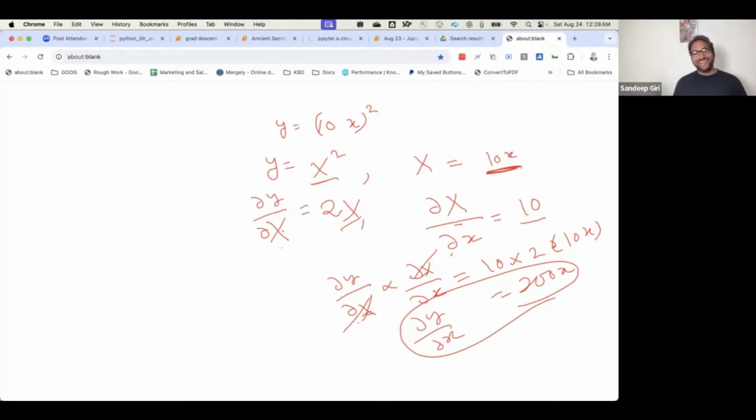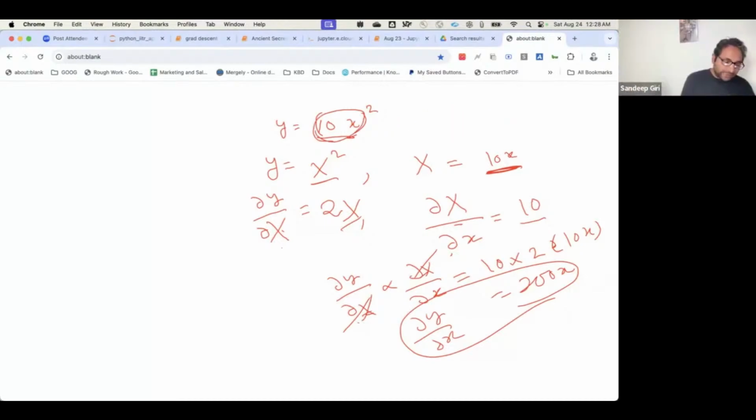Sandeep, how is it 200x? It is 2x and 10, right? Then it's 20x, right? No. See, if something is squared, what do you do? Twice of that something, correct? Yes. Multiplied with whatever is the differentiation of that thing, which is 10. So it's 200x, right? Okay, okay.